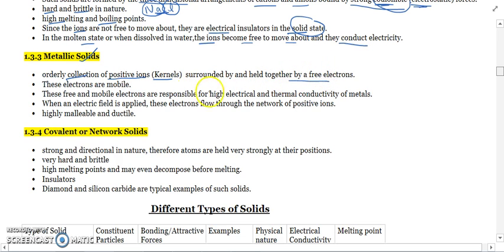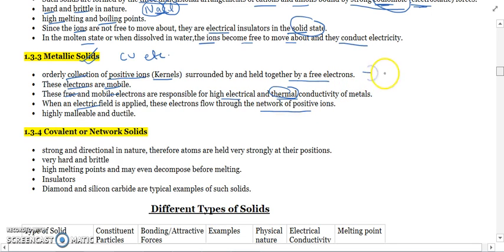These are free electrons. In metallic solids like copper and iron, electrons are mobile. They are free electrons, so they conduct electricity. These free, mobile electrons are responsible for high electrical and thermal conductivity. Thermal conductivity means conduction of heat. When an electric field is applied, these electrons flow in a particular direction and conduct electricity.